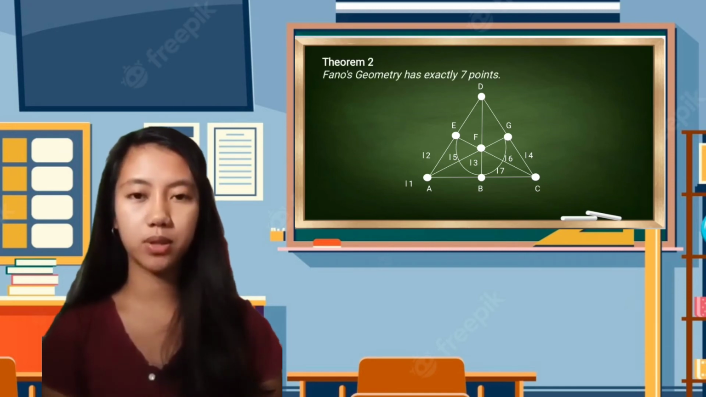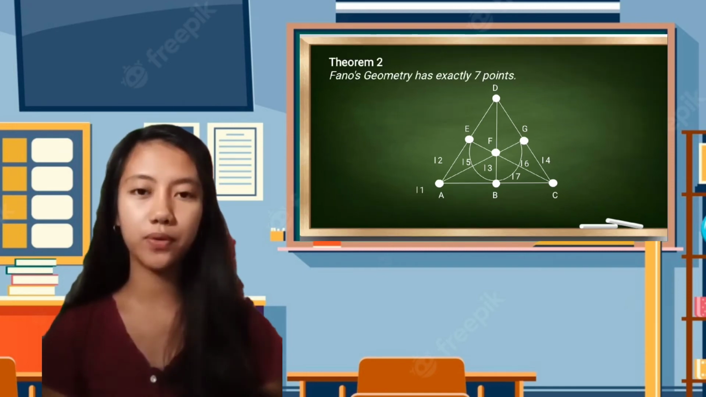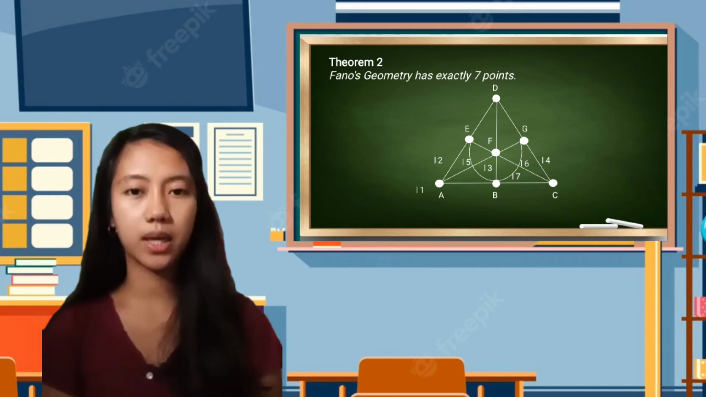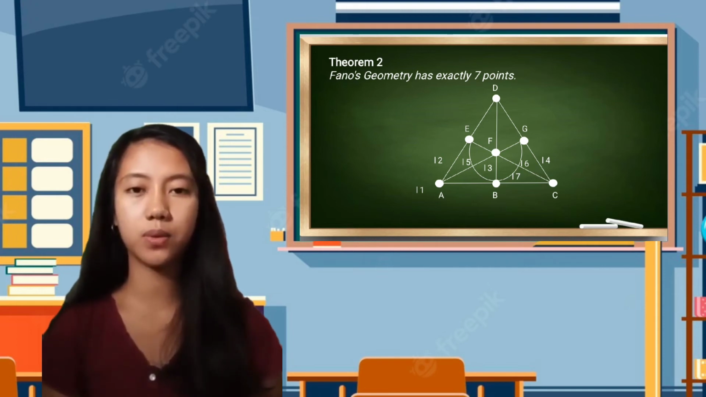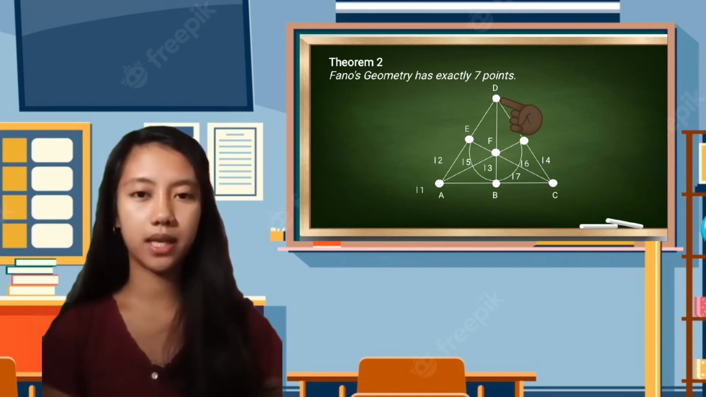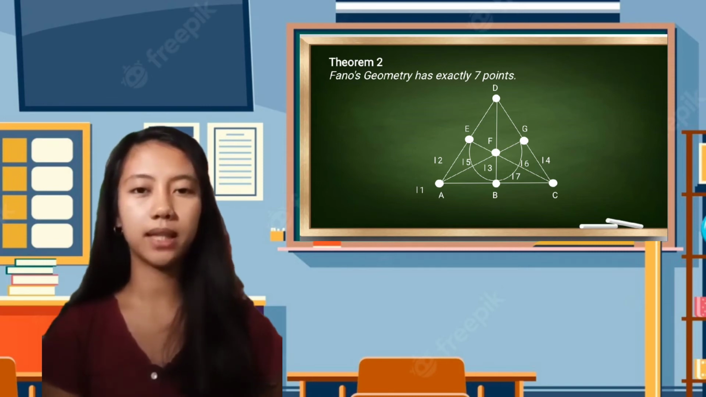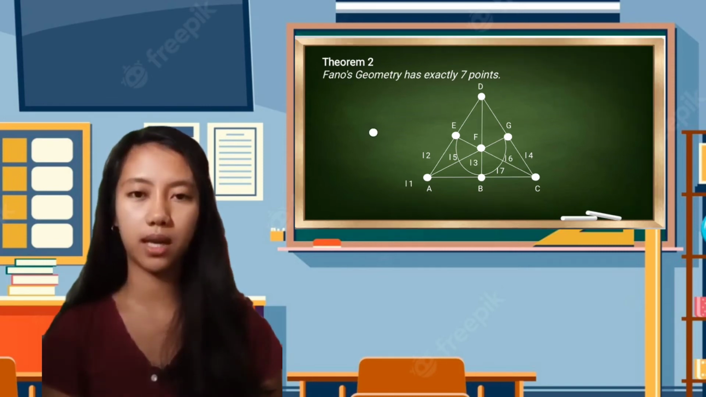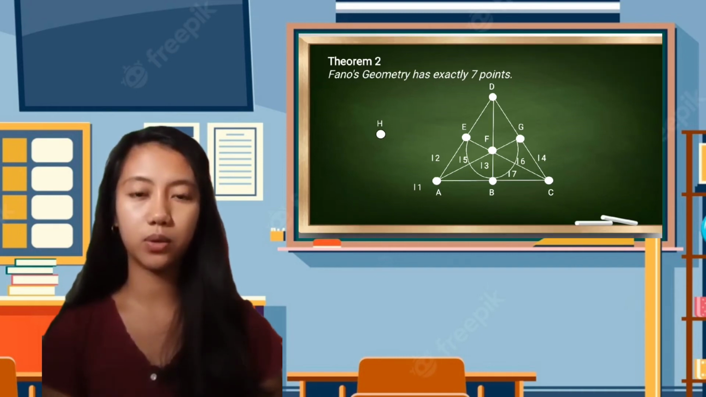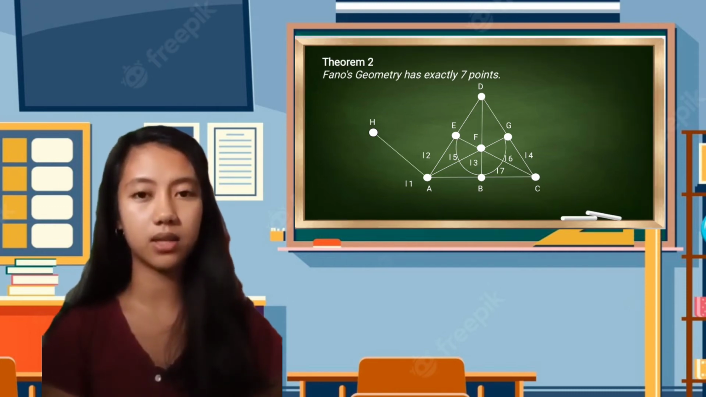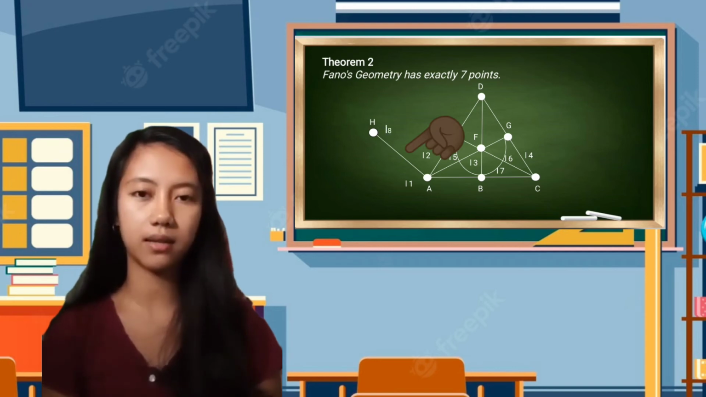Theorem 2: Fano's geometry has exactly 7 points. To prove this, we will use an argument by contradiction. In the constructed plane, we can see that there are at least 7 points, and those points are point A, point B, point C, point D, point E, point F, and point G. So, dahil gagamit tayo ng argument by contradiction, kunwari magdadagdag tayo ng another point which is point H. So, dahil nagdagdag tayo ng point H, magkakaroon din tayo ng another line which is magiging line 8 na siya, consisting of point A and point H.